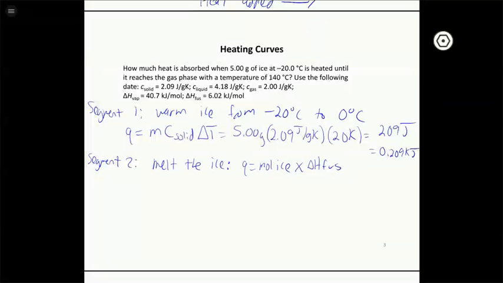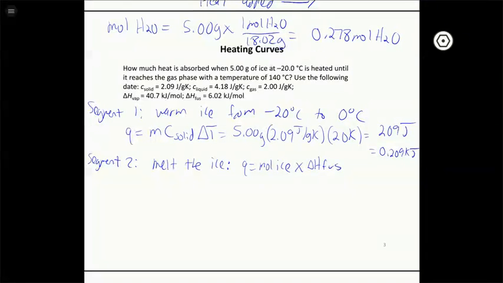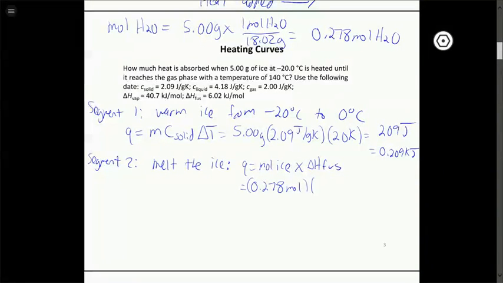So we have to convert grams to moles. So for these segments, we're going to need the moles of water whenever we're doing phase changes, because those enthalpies are per mole. So we have 5 grams. We just divide by the molar mass, which is the same for all three phases, of course, 18.02. And so we have 0.278 moles of water. So that's going to be the amount of water we use when we're using the molar enthalpies of fusion and vaporization. All right, so for this, we take that number, which is 0.278 moles, and we multiply it by the enthalpy of fusion, which is, as we're told here, 6.02 kilojoules per mole.